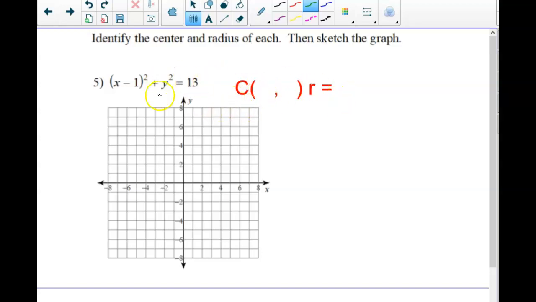But tell me where the center would be real quick. 1, 0. And the exact radius is what? Square root of 13. Can anybody type that so we can roughly graph this? Over 1 and up 0. This little squiggle means approximately 3 point something. 3.6? Thank you. So if you were to graph this, you would go a little bit less than 4 and you'd be good.